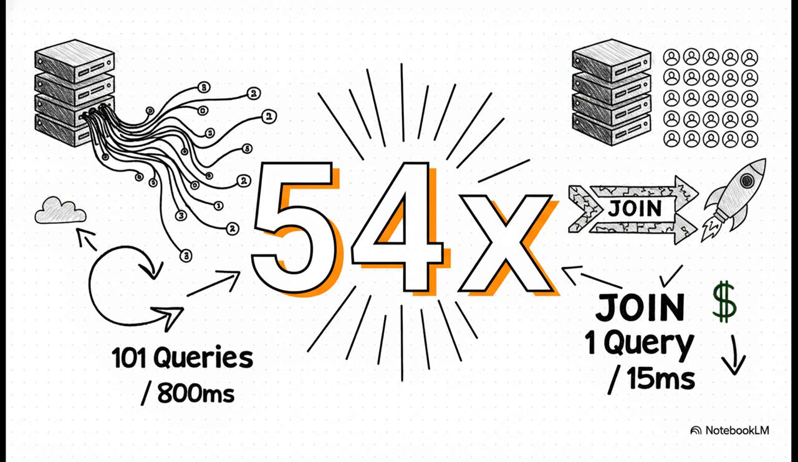Take the infamous N+1 problem. Imagine you're fetching 100 users, and then you make 100 individual queries to fetch the related data. That's 101 queries, taking maybe 800 milliseconds. By replacing those 101 separate queries with a single eager loading batch query using a join, you can complete the exact same task in about 15 milliseconds. That is a staggering 54 times performance improvement, instantly dropping your cloud compute costs and slashing your latency.